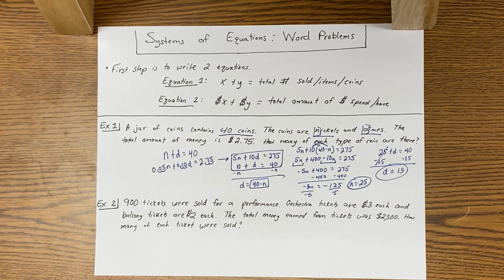All right, number 2. 900 tickets were sold for a performance. Orchestra tickets are $3 each, and balcony tickets are $2 each. The total money earned from tickets was $2,300. How many of each ticket were sold?